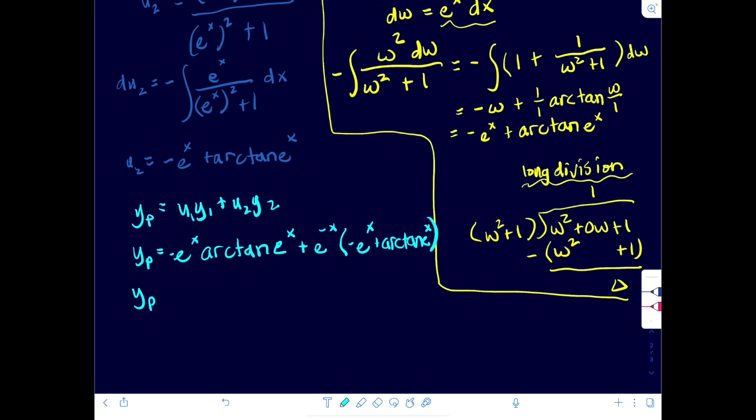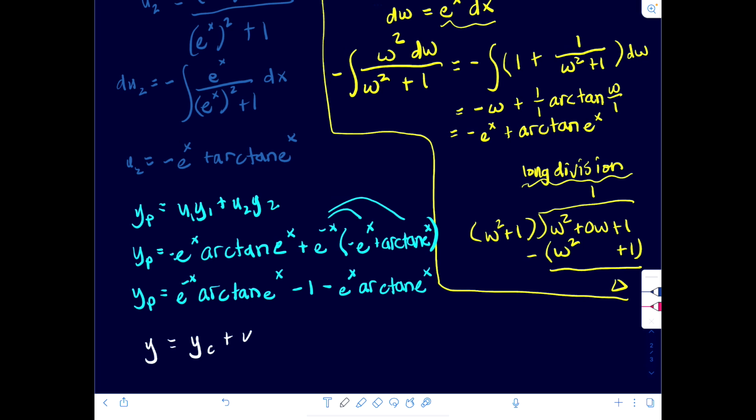So let's see what shakes out. That's going to be e to the negative x. I'm going to make them so it looks pretty. So distributing through here, arctangent e to the x, e to the negative x times negative e to the x will give us a minus 1. And then we'll have a minus e to the x arctangent of e to the x. Cool, cool?